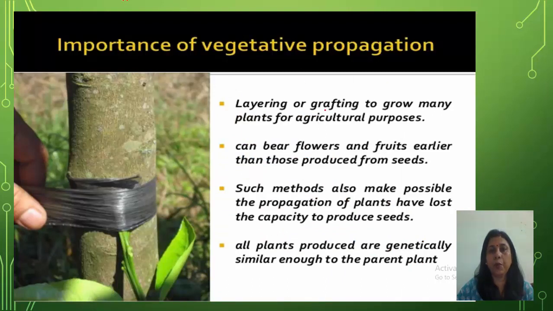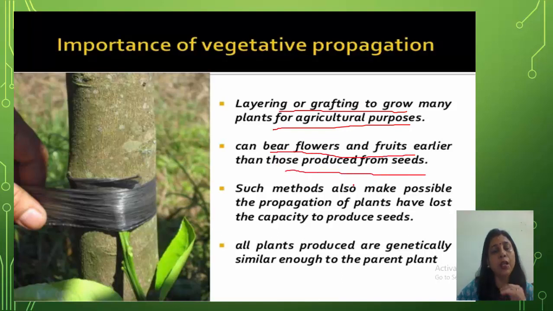Now, importance of vegetative propagation. Layering or grafting is used to grow many plants for agricultural purposes. It can bear flowers and fruits earlier than those produced from the seeds. The plant that we grow from seed takes a lot of time to grow into a tree and then start producing flowers or fruits. So this technique of vegetative propagation is more quick so that it can bear flowers and fruits earlier.